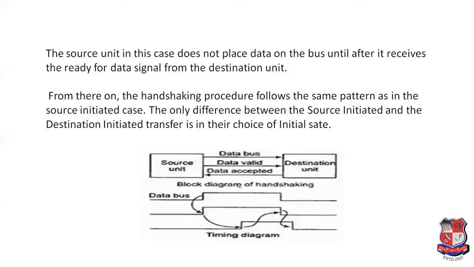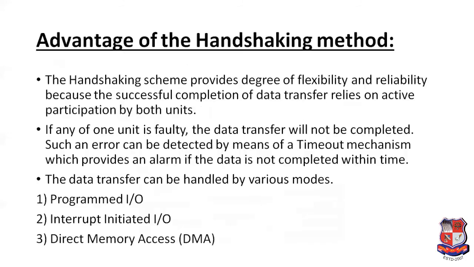Here the block diagram of handshaking is shown, where the source unit and destination unit transfer the data using the data bus with two signals. One is data valid, which indicates the data to be transferred from the initial state to the final state, whether the source unit or the destination unit is the initial state. And the second signal is the data accepted signal, which solves the problem of the strobe method in the handshaking method.